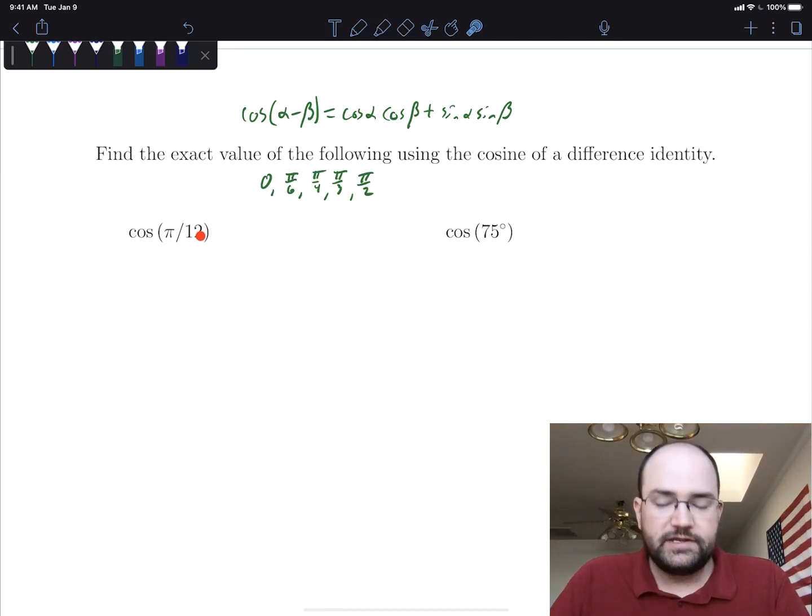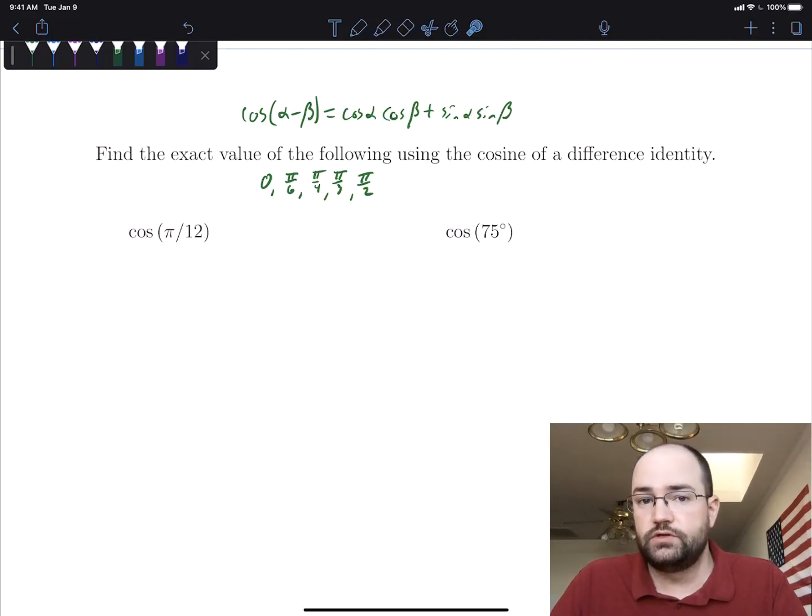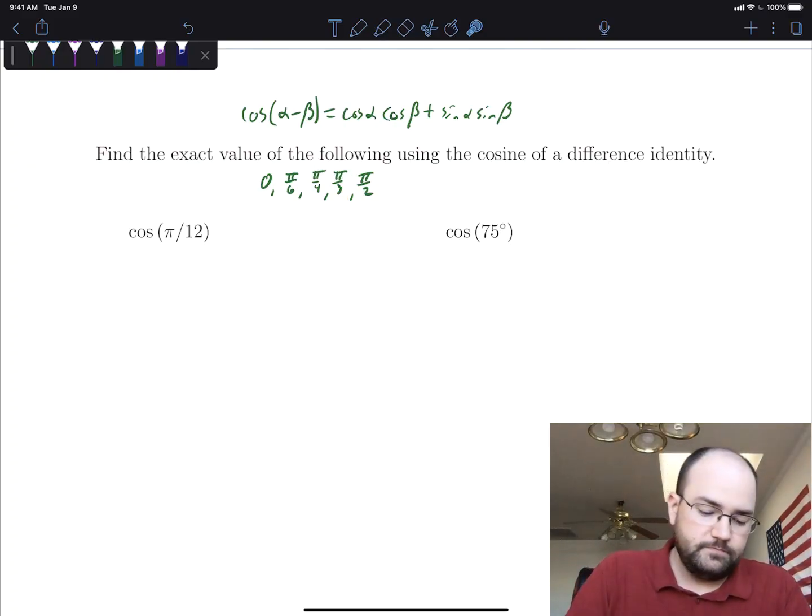Because the denominator is 12 here, I want a denominator of 12. So 6 and 2 would give me a denominator of 6, not 12. 4 and 3 would give me a denominator of 12. So pi over 4 and pi over 3. The question is which one is larger? The one that's larger is pi over 3 because it has a smaller denominator. So that means that the pi over 3 goes first.